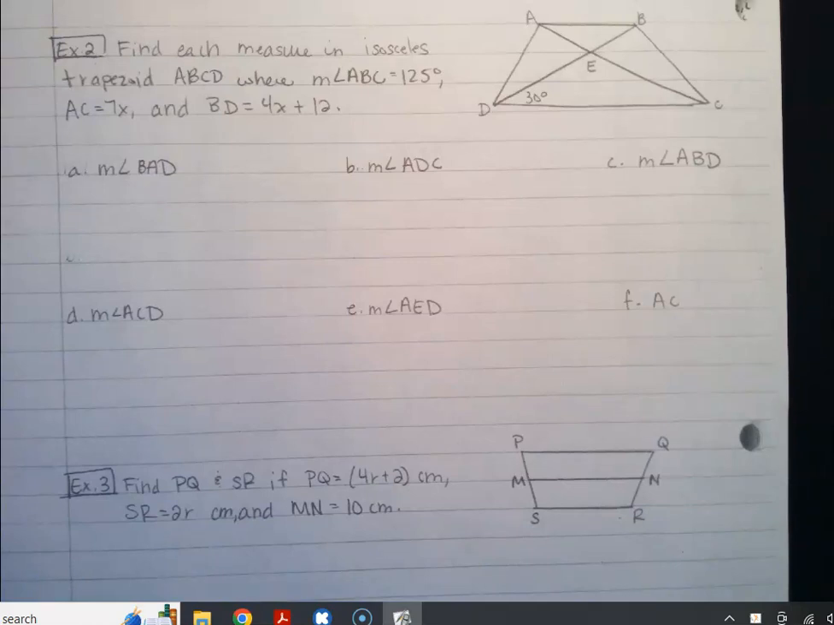Okay, how'd you get BAD equals 120? Let's see, I'm going to label this ABC is 125. Okay, so you have that. BAD, uh-huh. Is it an isosceles trapezoid? It does say it's isosceles. So then it equals 125. Okay, so why does it equal 125?